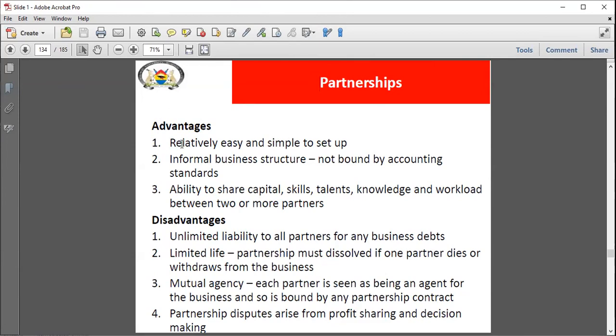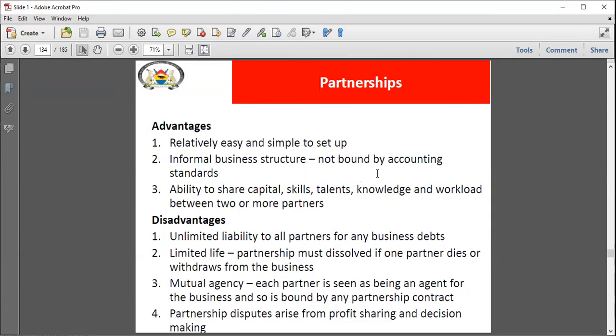And as you can see here, this first point of relatively easy and simple to set up is now trying to compare it with the limited liability company, which may take you steps to apply, from reservation of name, preparation of the memorandum and articles of association, and so on. And also when you compare it with, let's say, the public limited company, where you have to even issue a prospectus, okay? Just like the way we are seeing MTN issuing a prospectus and going through all the phases, the IPO, and so on.